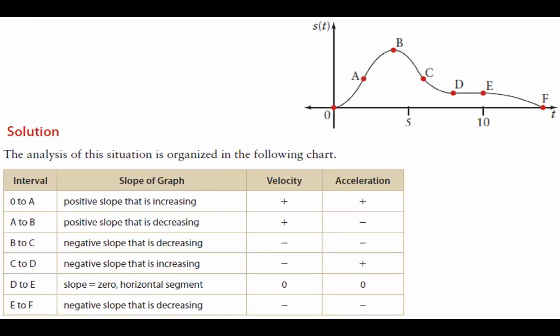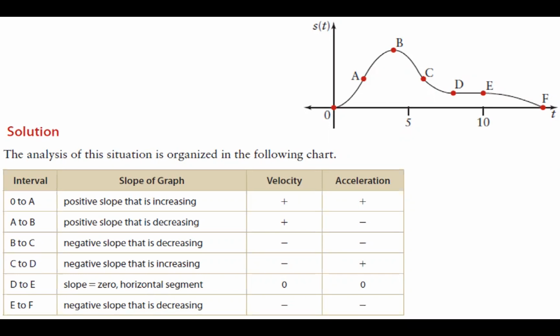So we can organize the analysis of this situation in the following chart. The first column lists all the intervals: from 0 to A, A to B, B to C, C to D, D to E, and E to F. The second column states the slope of the graph.